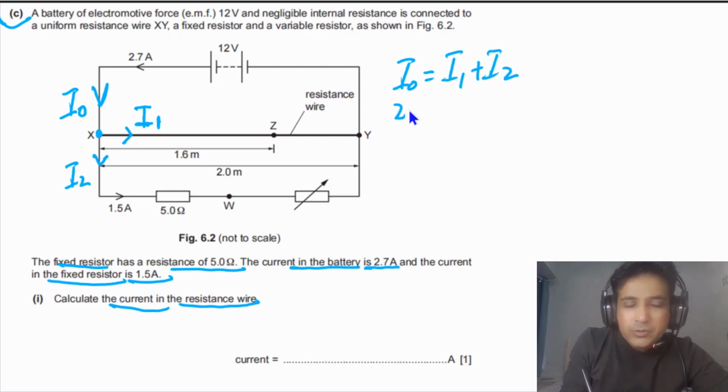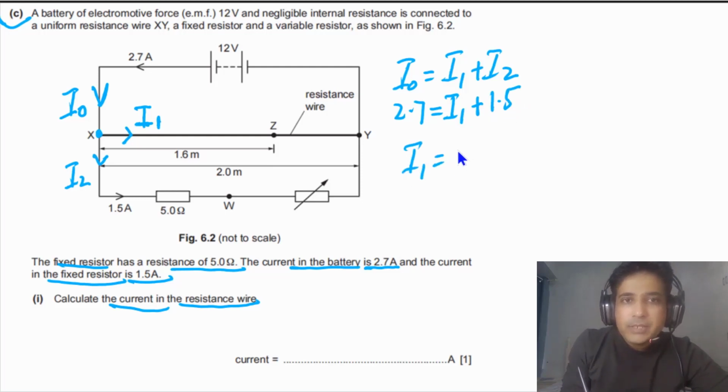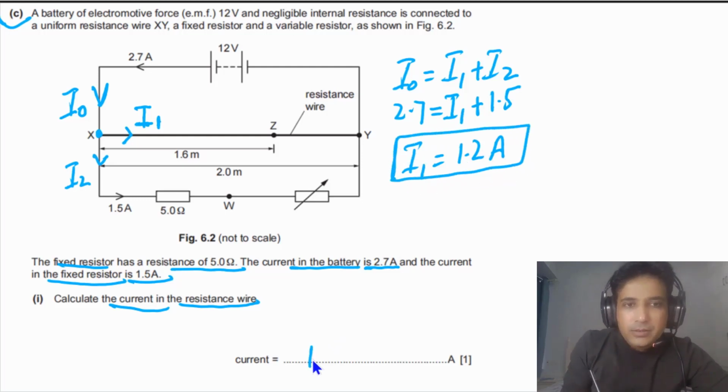I naught is equal to 2.7. I1 we need to find out, and I2 is 1.5. So I1 from here will simply be equal to 1.2 amps. So this is how we can figure it out. The value of I1 is equal to 1.2.